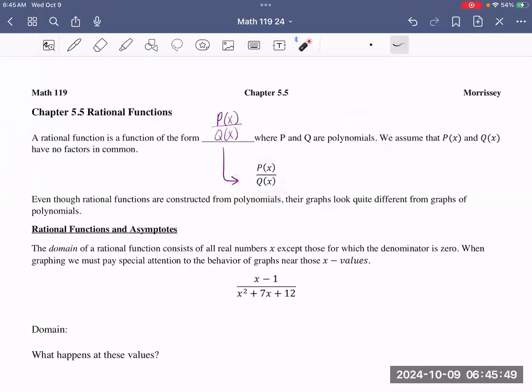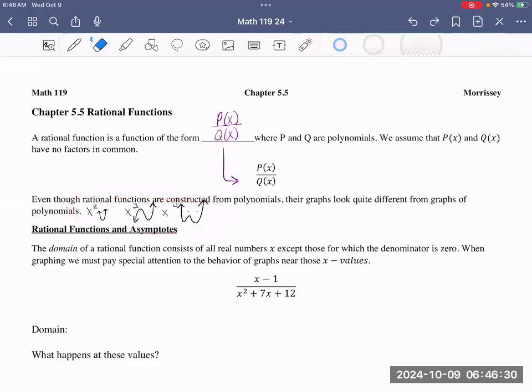Even though all rational functions are constructed from polynomials, their graphs are going to look quite different from the graphs of a polynomial. Now, keep in mind, polynomials take on the form of x squared, x cubed, x to the fourth, and so on. But the more complicated they become, the more complicated their graph looks. So perhaps we have a concave up graph. Sometimes we have an S-shaped curve. This one could have lots of bumps. And again, this one could have a little bit more waves. It all depends on the terms that are in your polynomial.